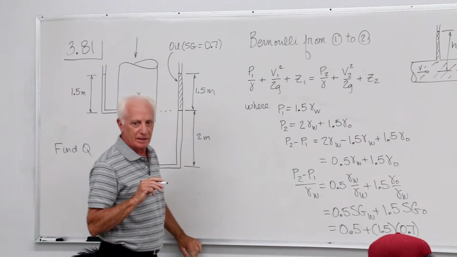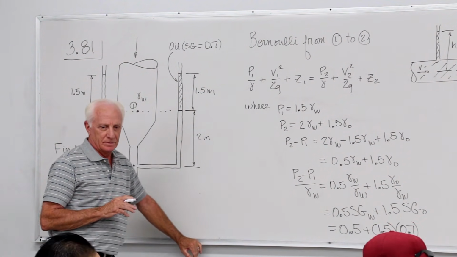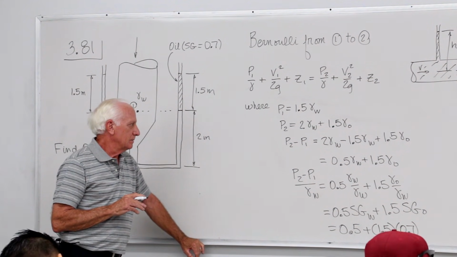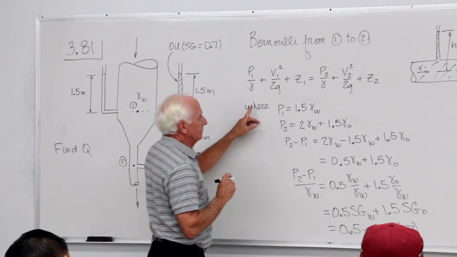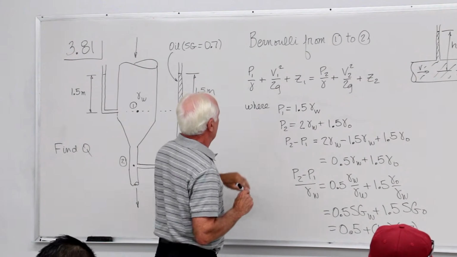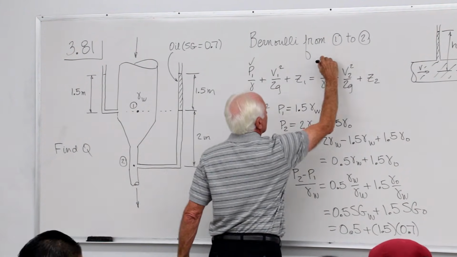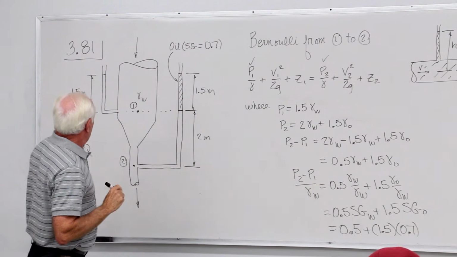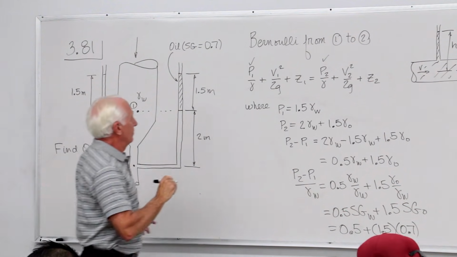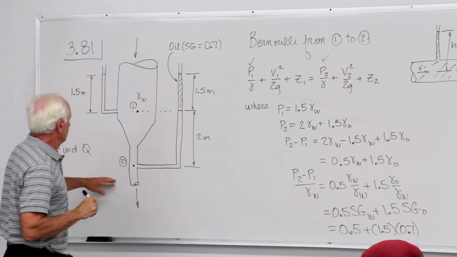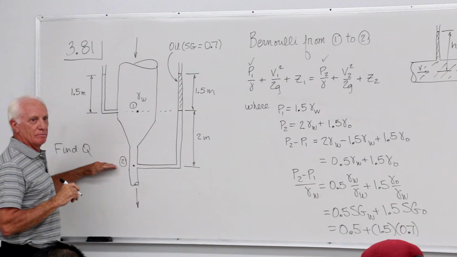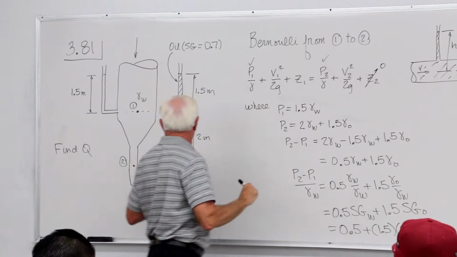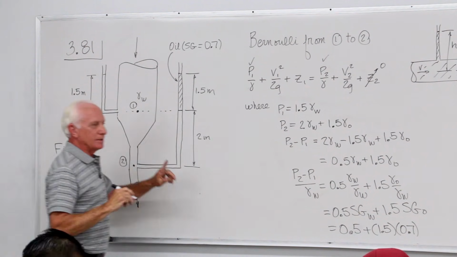So that's the nice way to lay it out, step by step. Don't take shortcuts. Okay, so let's go ahead then and find out. Now I've got those taken care of down there. Z1, I'll call it Z2 my datum. Z2 is 0, my choice. Z1, 2 meters.